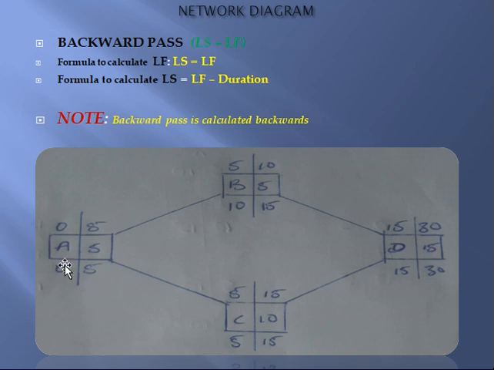So to get your late start, what you simply do is LF minus duration, which is 5 minus 5, and it gives you 0. So this is how to calculate the backward pass. I hope it is clear. So next we'll look at how to calculate the float and the critical path of the project.